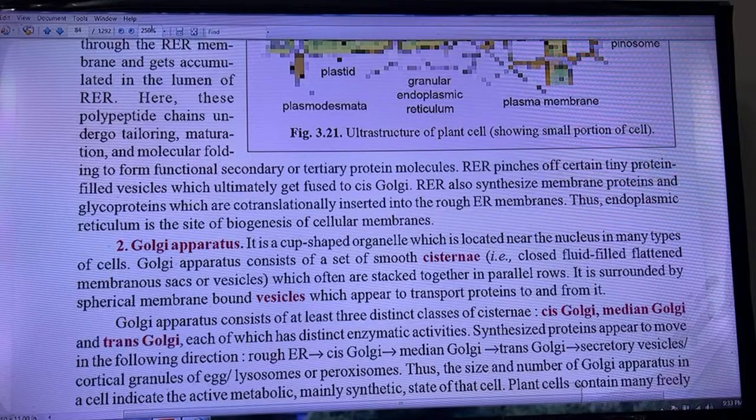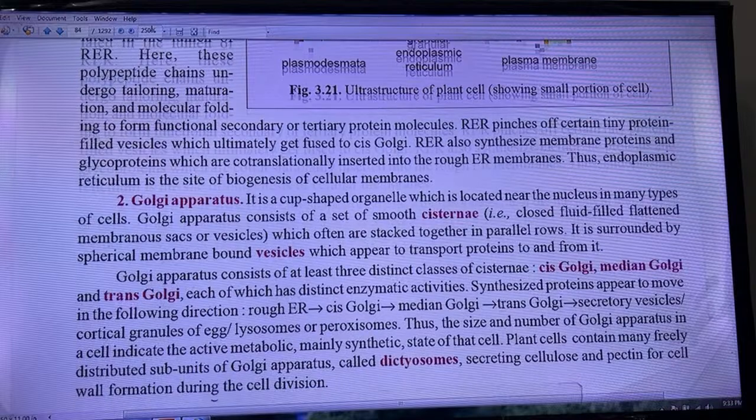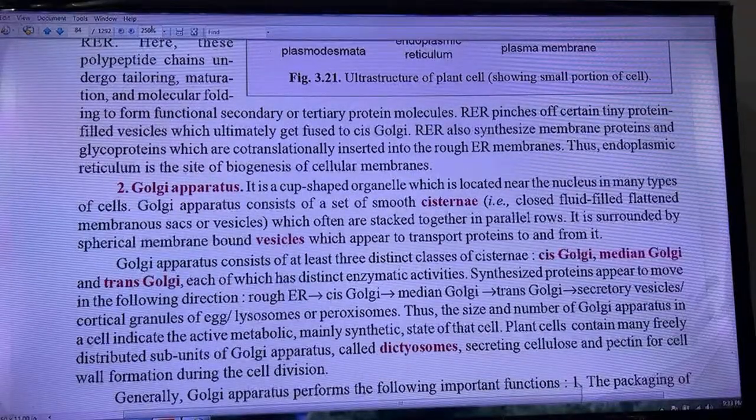Rough endoplasmic reticulum also synthesizes membrane proteins and glycoproteins which are translationally inserted into the rough endoplasmic reticulum membrane. Thus, endoplasmic reticulum is the site of biogenesis of cellular membranes.